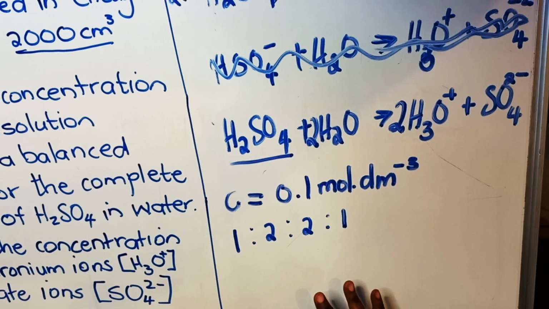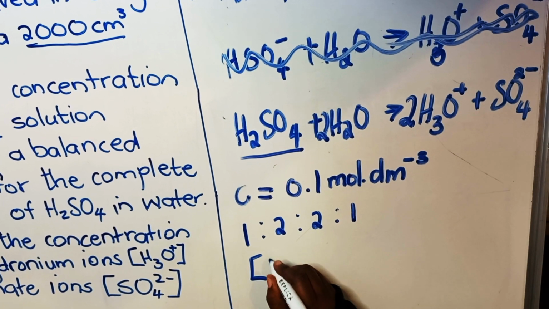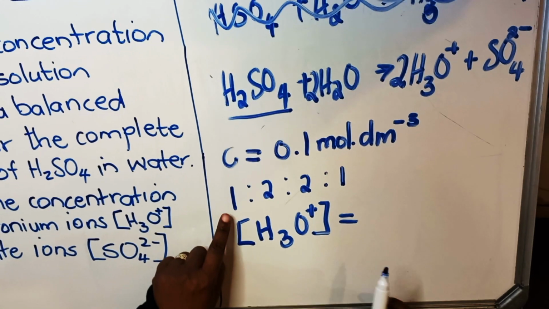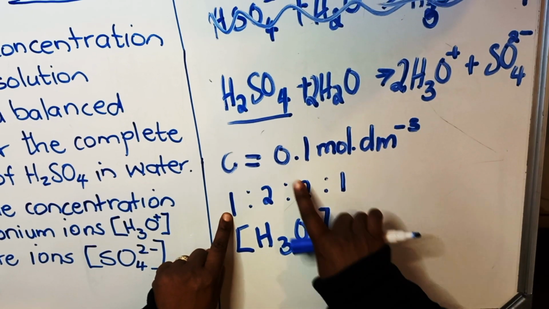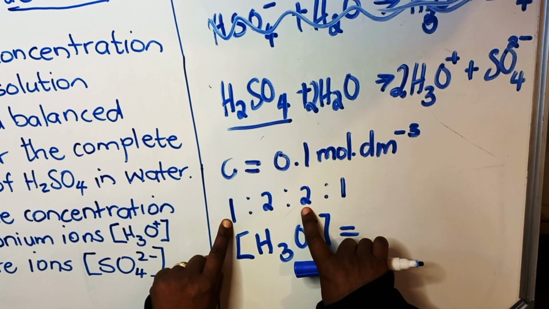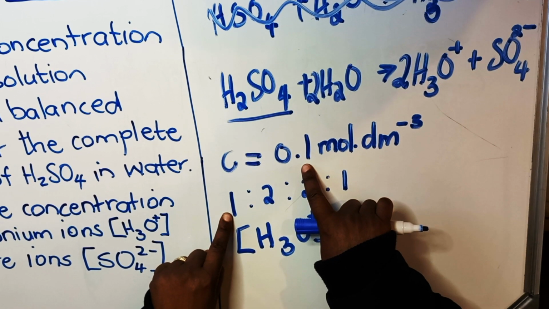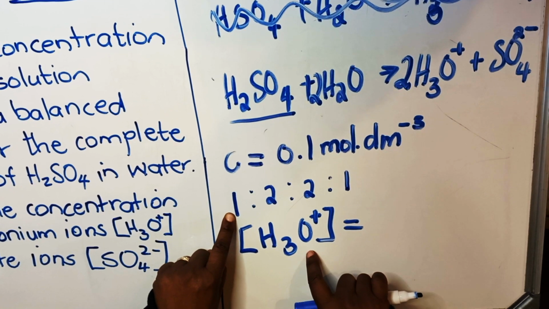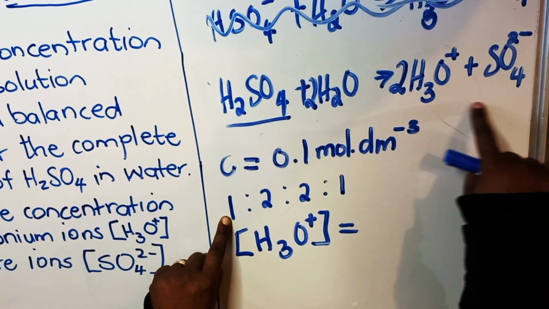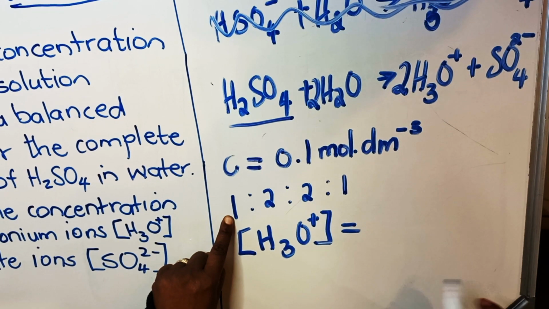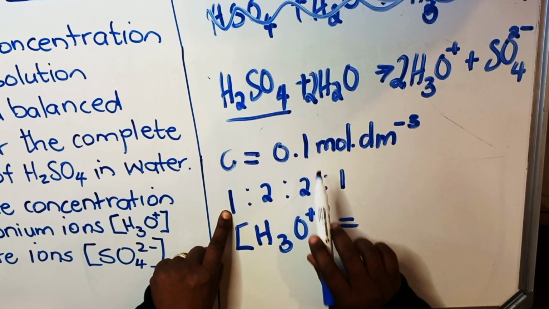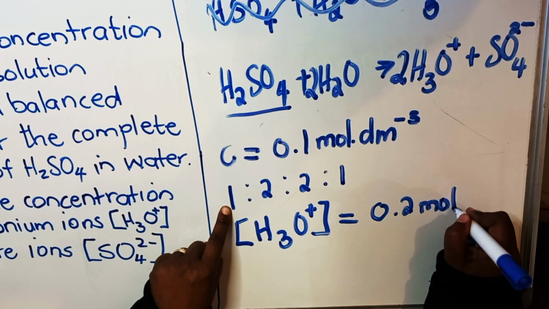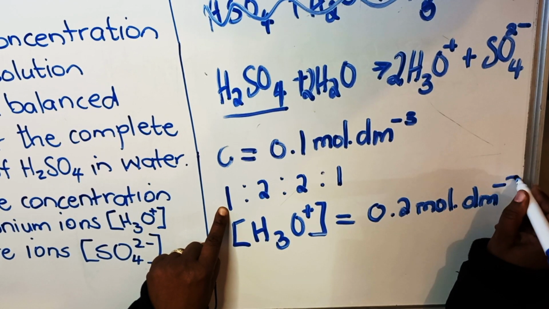So the first concentration that they ask us is the hydronium ion. What is the molar ratio? The 1 for sulfuric acid, which is this, is twice that one. So we're going to take that and multiply it by 2. Then we'll get the concentration of the hydronium ion, getting it from the balanced equation and using the molar ratio. So you're going to have 0.1 times 2, which will be 0.2 moles per decimeter cube.